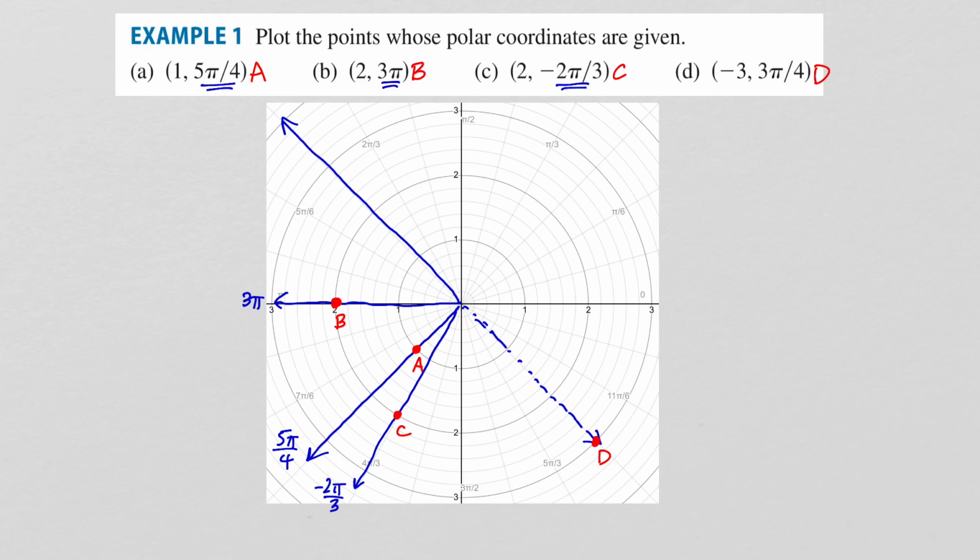So we can deal with a negative value for r by simply going to the original angle and then going literally 180 degrees in the other direction.